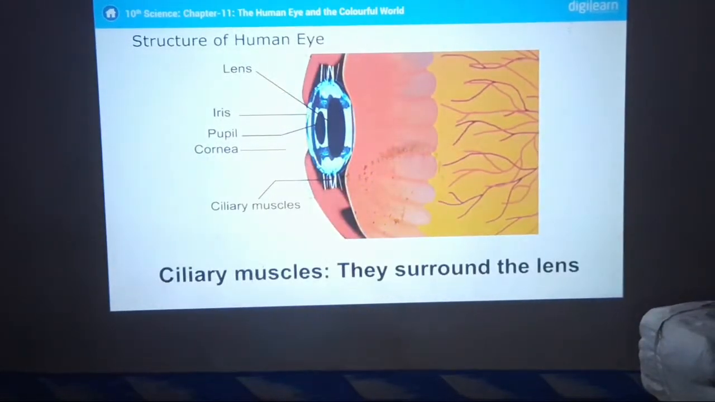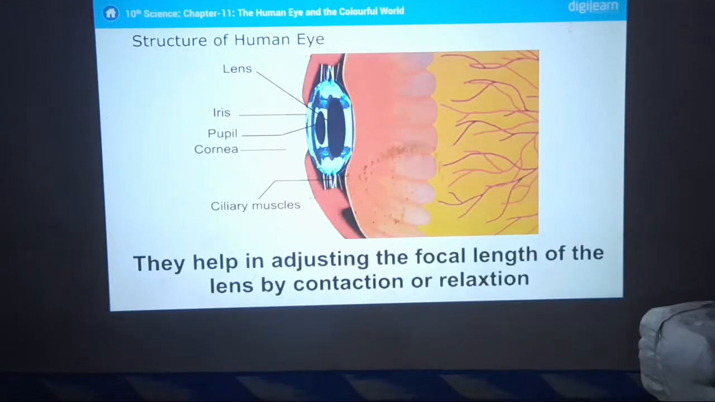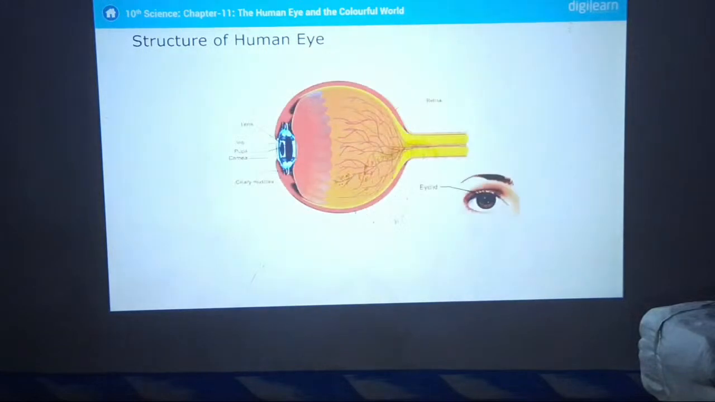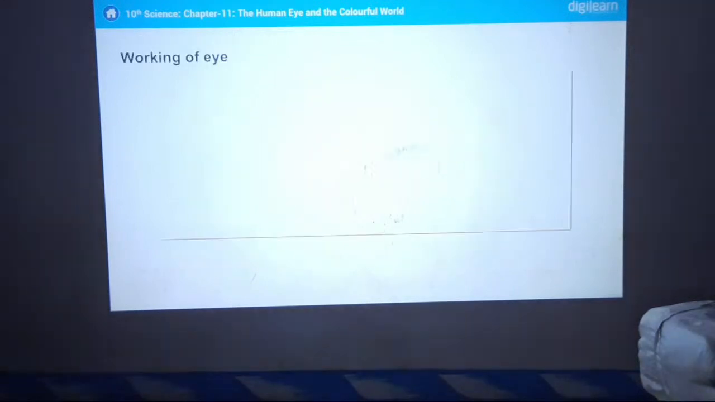6. Ciliary muscles. They surround the lens. Shape of the lens is determined by them. They help in adjusting the focal length of the lens by contraction or relaxation. 7. Eyelids. Protect the eye from dust and other foreign particles.